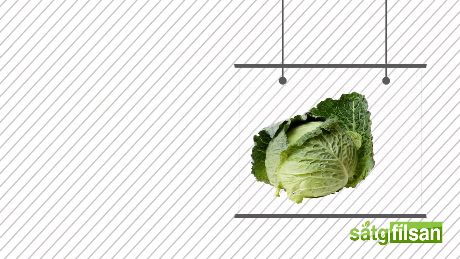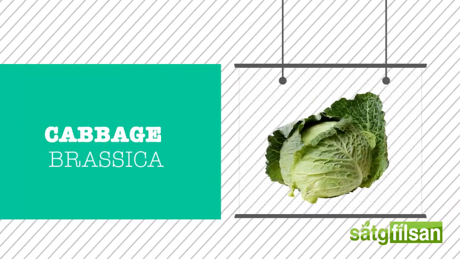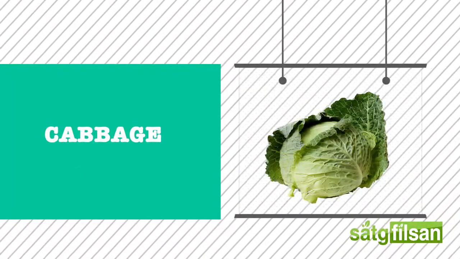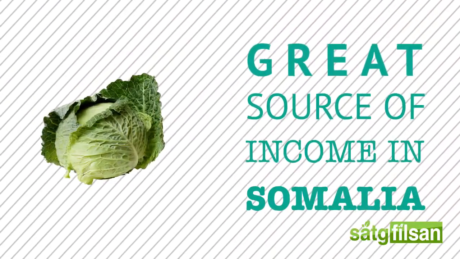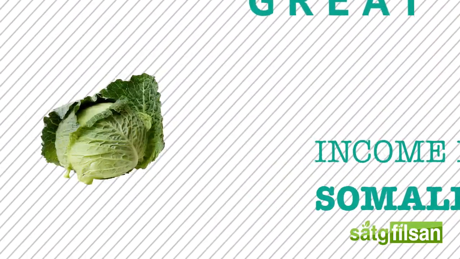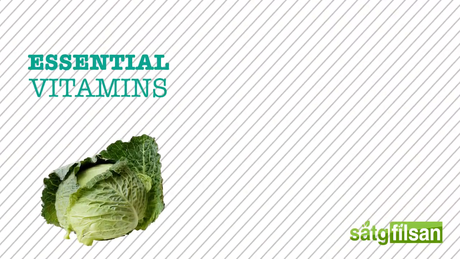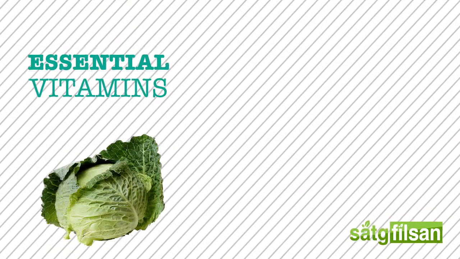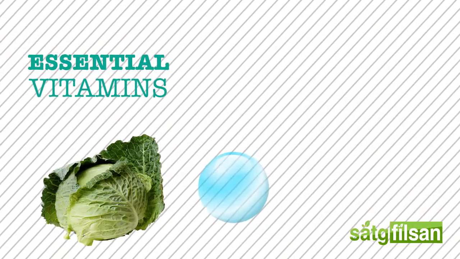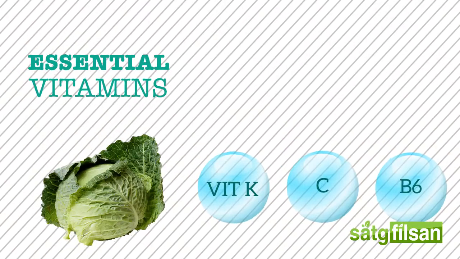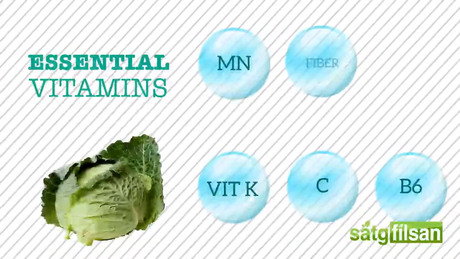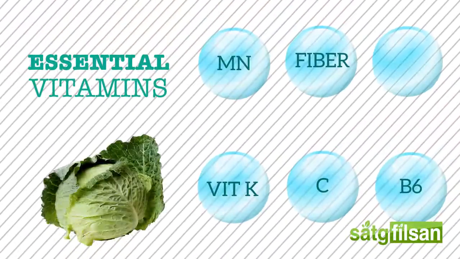Cabbage is a member of the Brassica family of crops. It is grown in many regions around the world and is a great source of income for smallholder farmers in Somalia. Cabbage provides a multitude of health benefits and is full of essential vitamins and minerals, such as vitamin K, vitamin C, vitamin B6, manganese, fiber, and potassium.